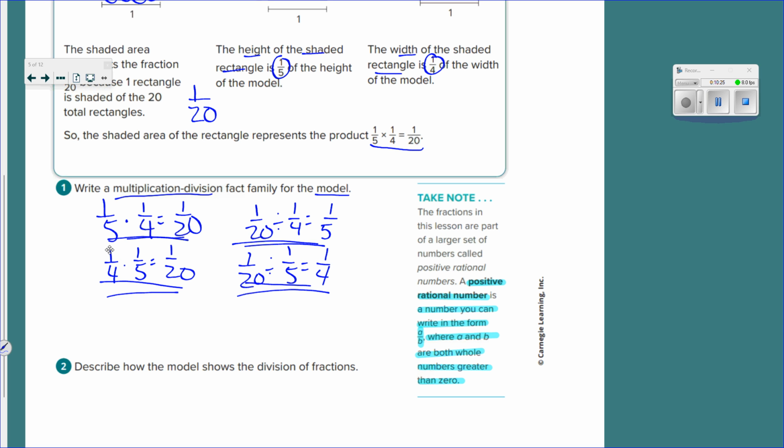So if we look at this, can you describe how the model shows the division of fractions? Anybody want to take a shot? I don't blame you. Oh, okay.